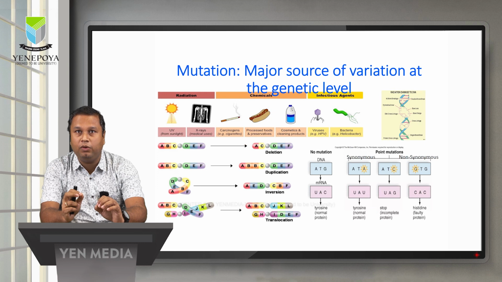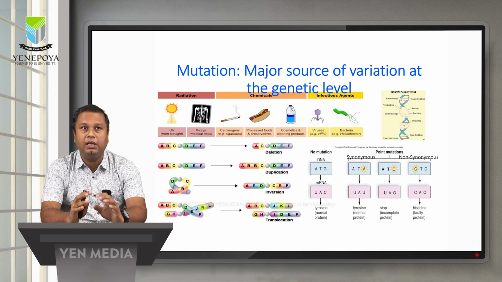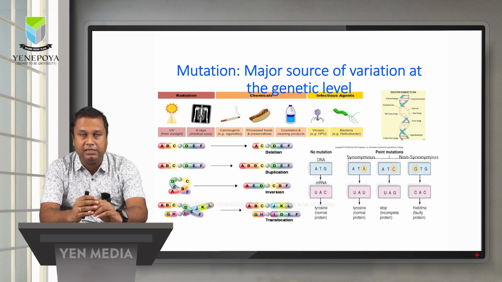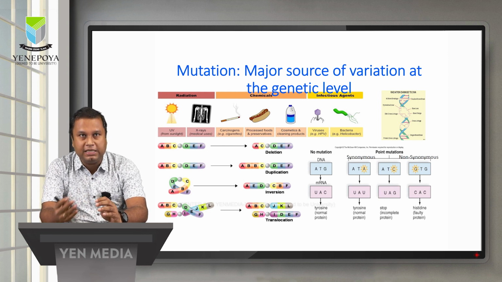Now, how does that 0.1% difference arise? That 0.1% genetic variation mostly arises due to genetic mutation. Mutation happens due to lots of different factors. We will see mainly three factors. First one is radiation. Radiations, for example, ultraviolet light. Even if you are not exposed to UV all the time, the basal level of ultraviolet light is always there, you are always being exposed. Then X-rays are there.